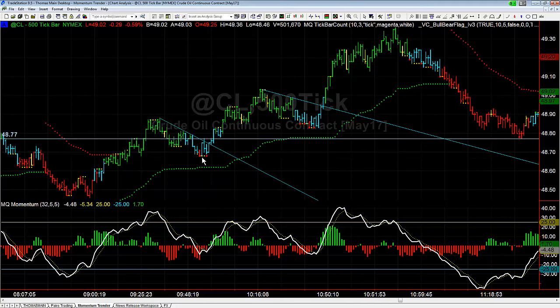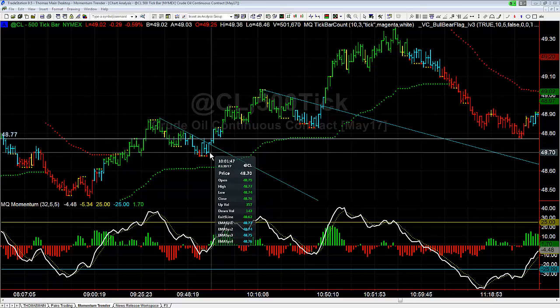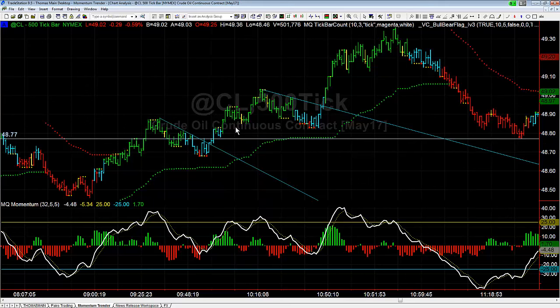So if you entered right here, it would have been right down here with your stop. If you entered right here, your stop would have been right down here below the previous bar's low. Either way, it's supposed to accelerate very quickly from that trend line break, just like you did here.